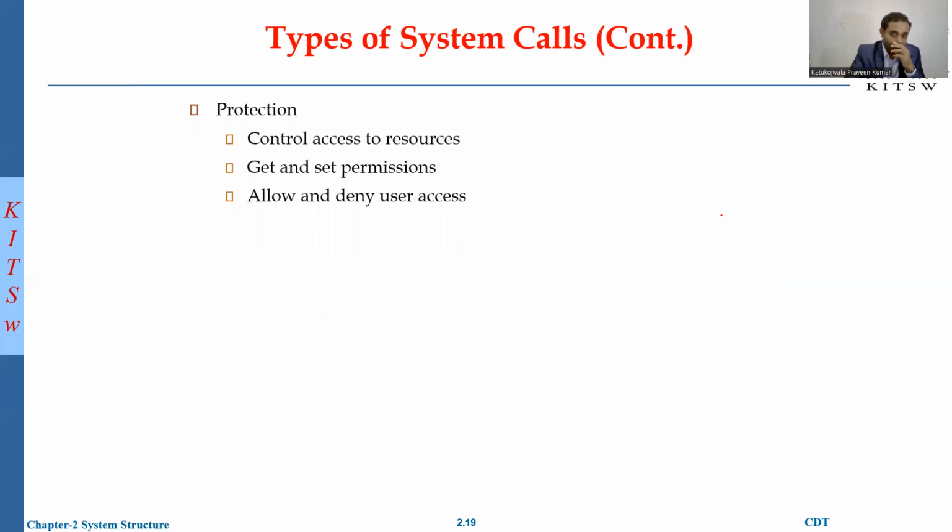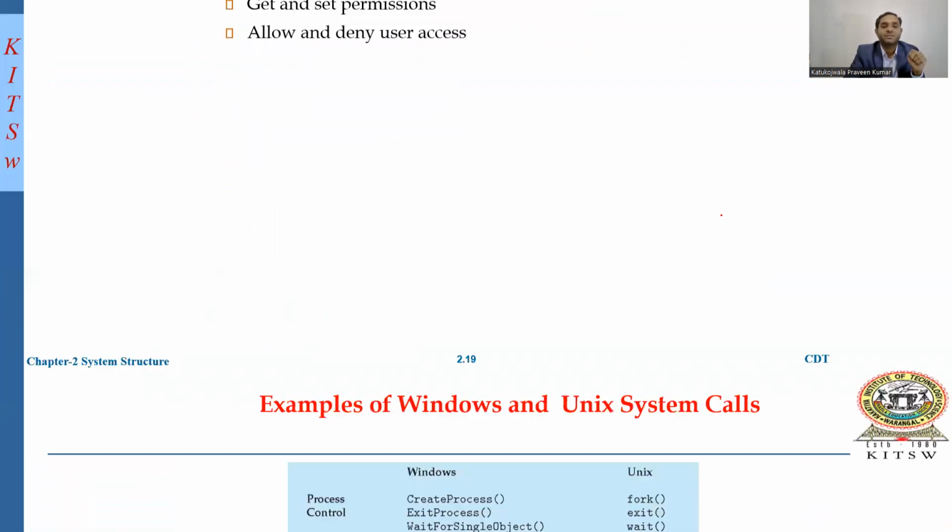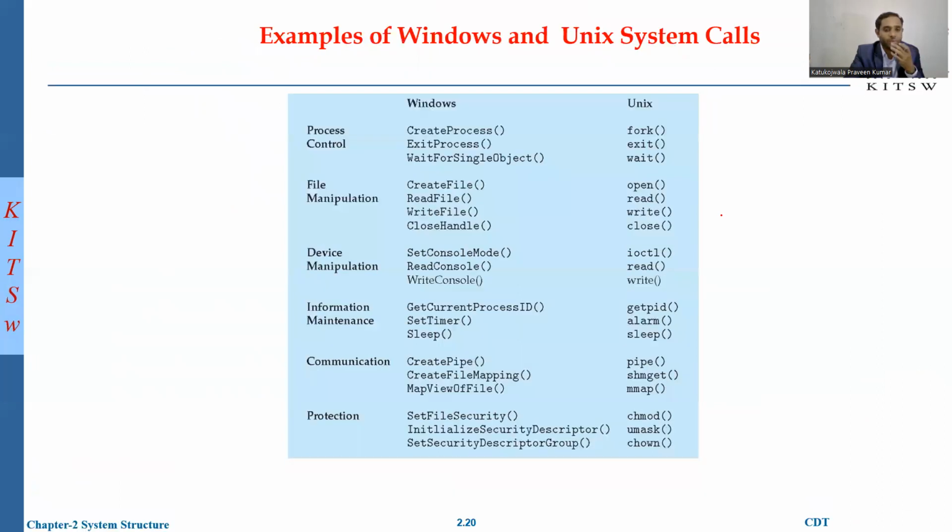Protection. Control access to resources, get and set permissions, allow and deny users access. For all this, you'll be having system calls. These are examples of system calls. Process control system calls come under this. If you are using the Windows operating system, create process, exit process, wait for signal object. These are the system calls.